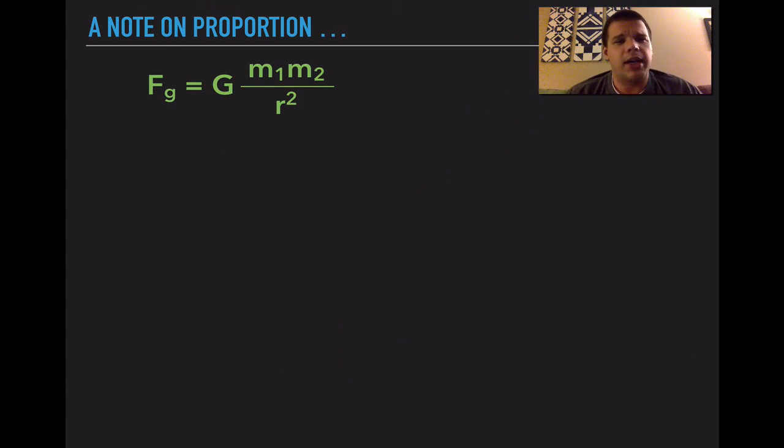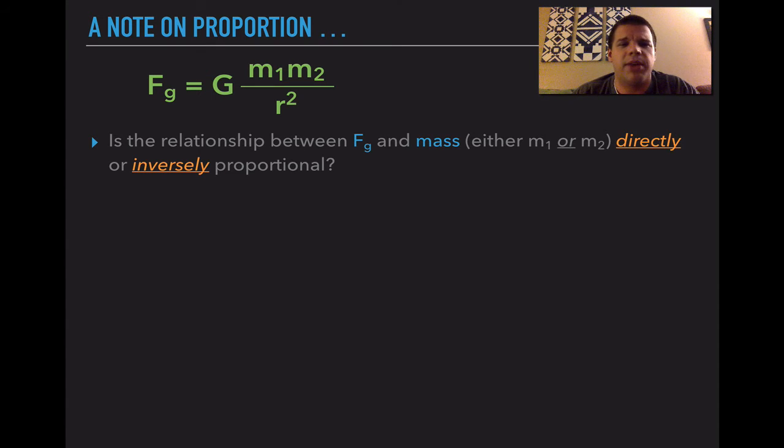I want to do a quick couple notes here on proportion because we want to be able to look in science at equations and analyze whether things are directly or inversely proportional and what might happen to different variables. So this is Newton's equation again. I want you to think for a moment about whether you think the relationship between the force of gravity and the mass, it doesn't matter mass 1 or mass 2, is that relationship directly or inversely proportional?